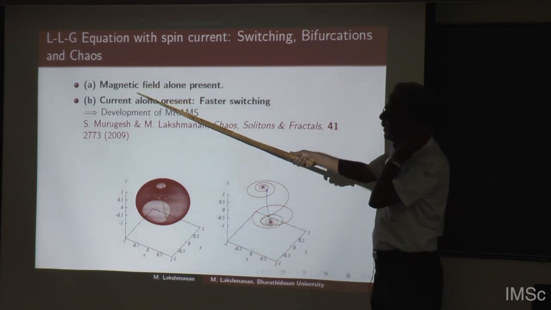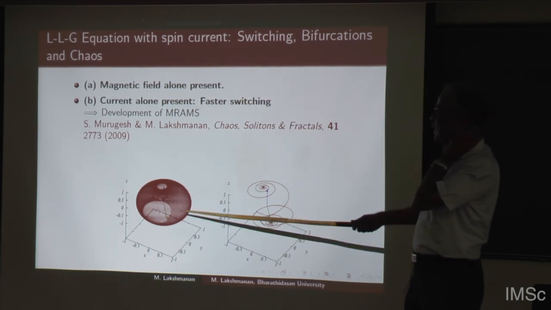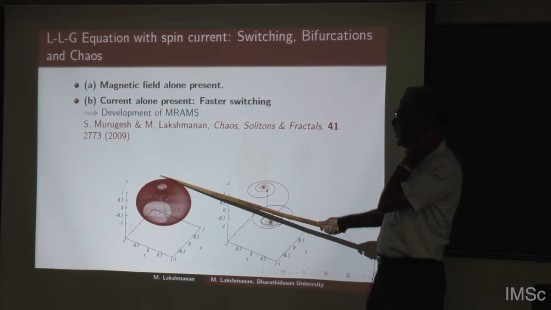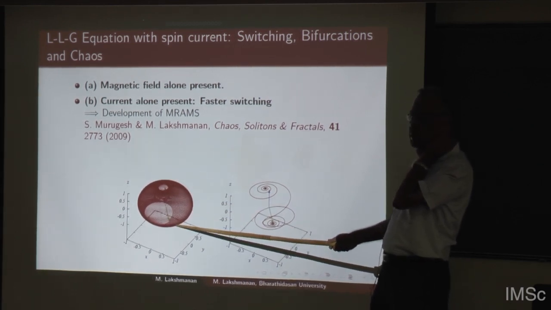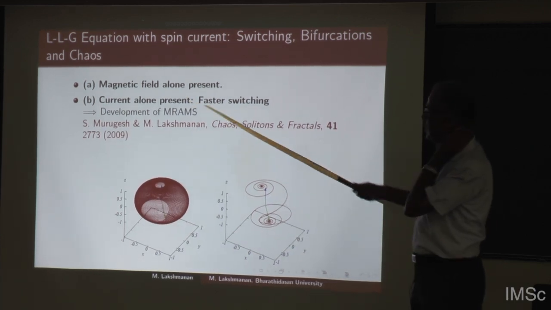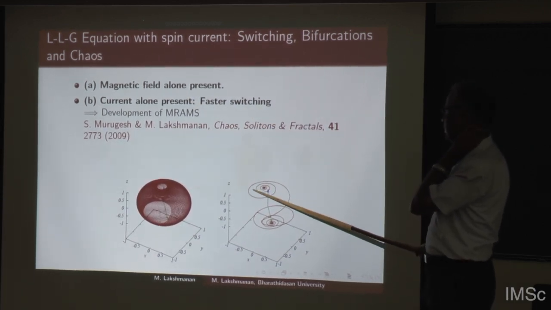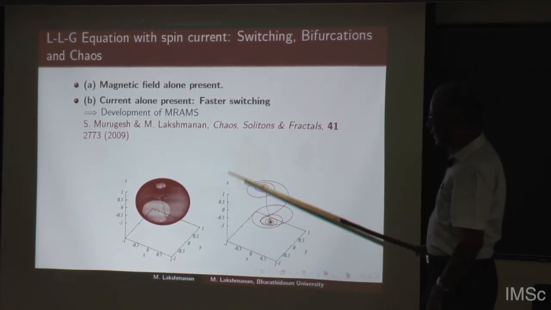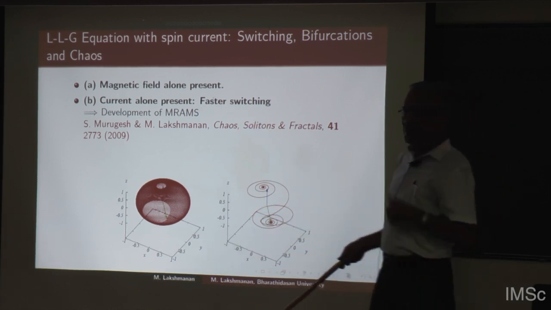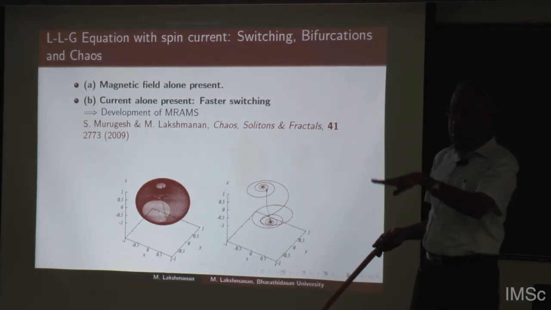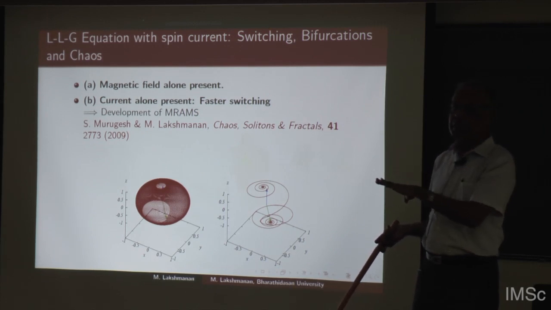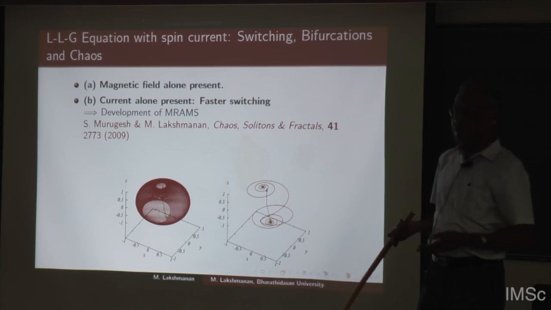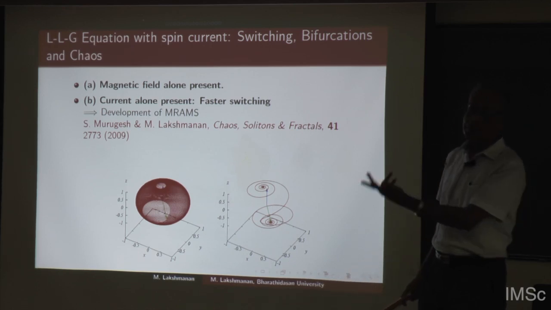So for example, if you apply purely magnetic field alone, then you find that initially the spin is here, and it takes a long time to precess and then to change its direction. But if you apply the spin current alone, there is a faster switching from this direction to this direction. So you can use this as a switching device, but more interestingly, if you have the other anisotropy and demagnetizing field, etc., we can use this as a microwave generator. So many other effects can be studied by introducing this.